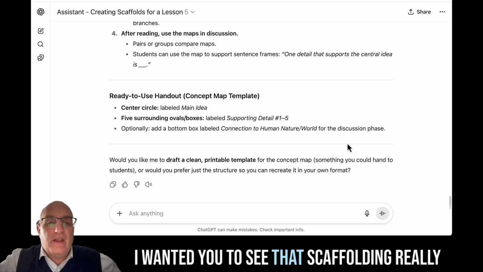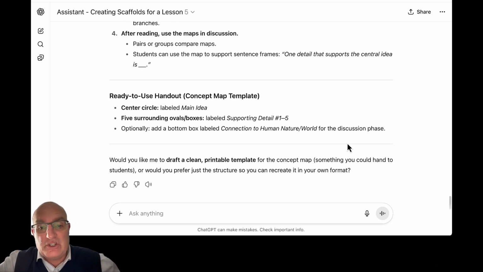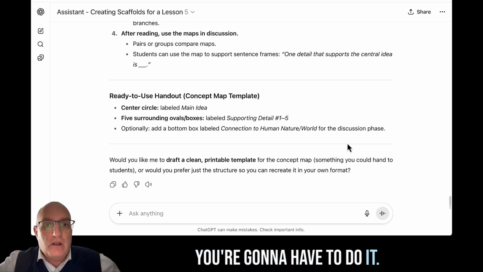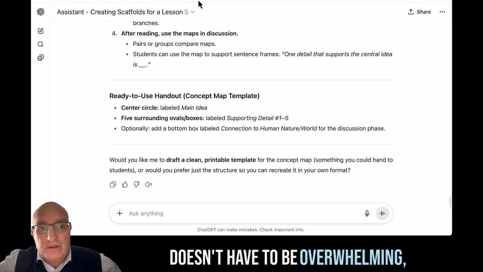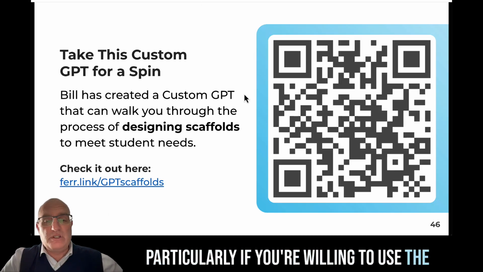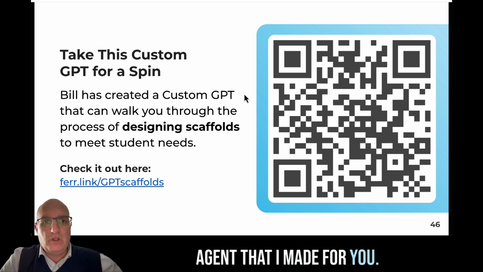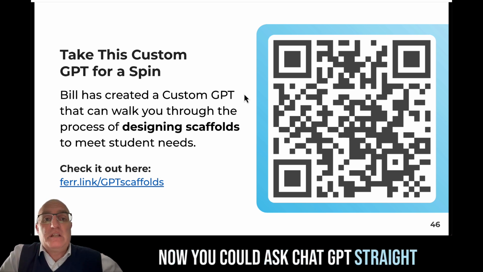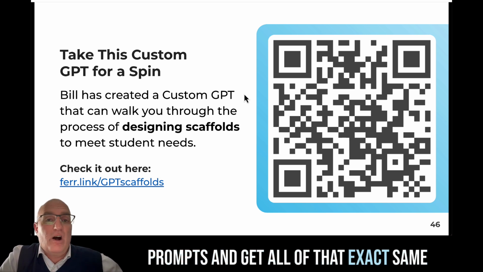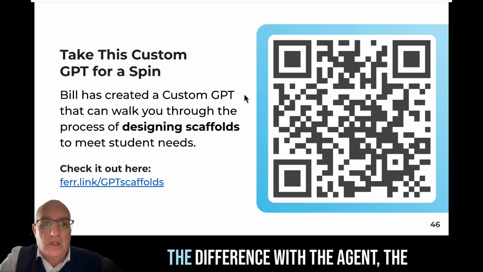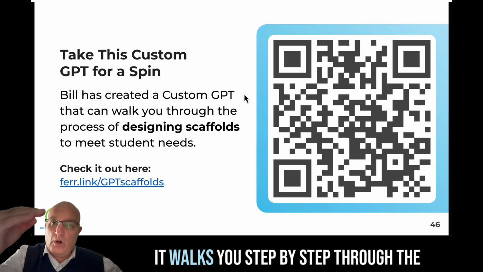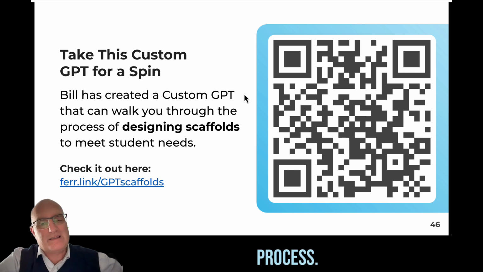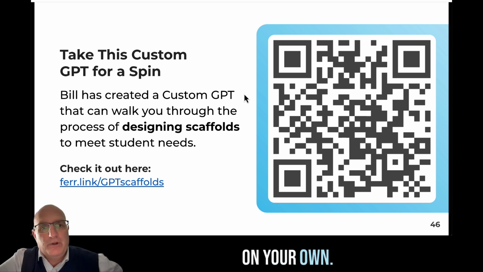I wanted you to see that scaffolding really is an expectation. You're gonna have to do it, but generating ideas for scaffolding doesn't have to be overwhelming, particularly if you're willing to use the agent that I made for you. Now, you could ask ChatGPT straight prompts and get all of that exact same information. The difference with the agent that I created is it walks you step by step through the process. You don't need to come up with the prompts on your own.